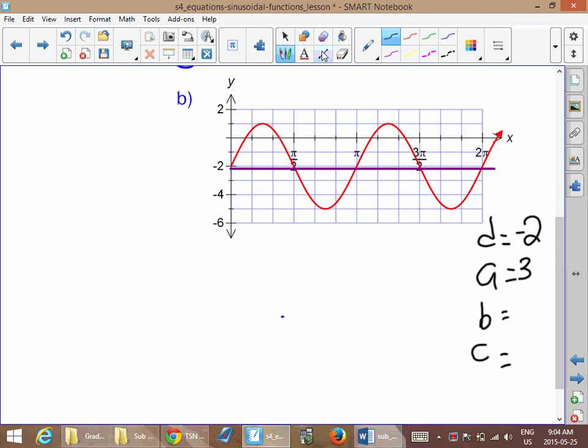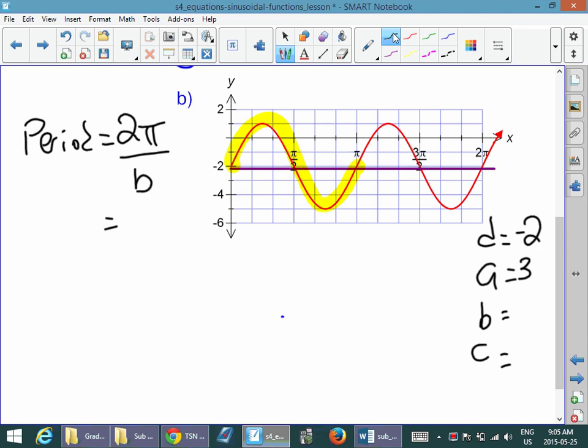So we got to figure out how long this graph goes before it starts to repeat itself. So, let's go. Up, down, come back up. That's one full period. One full period is at pi. So we do have a B value this time other than 1. So to find it, we do use that formula. Period is equal to 2 pi over B. We know the period is pi.